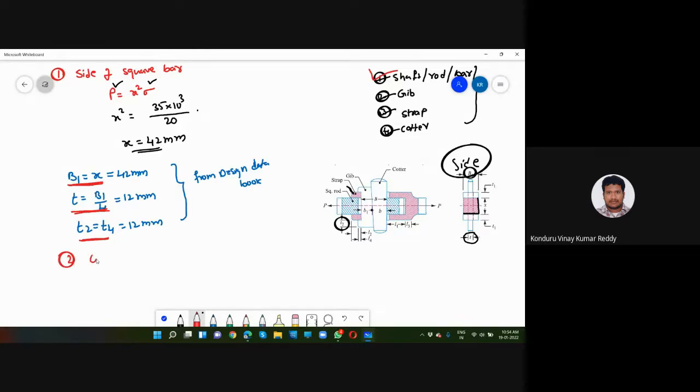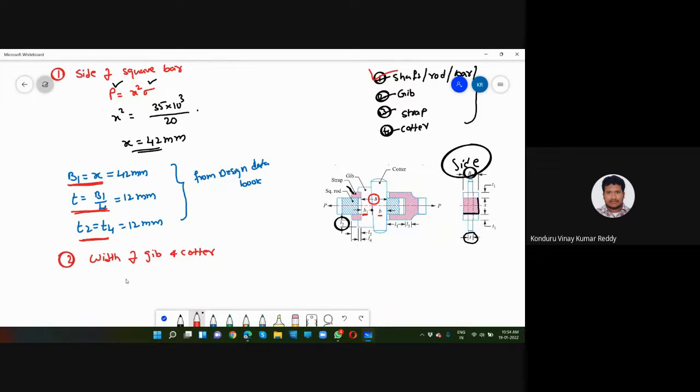The second step is width of Gib and Cotter. If you want, you can do this problem separately with respect to b1 and b. If not, you can directly consider the total width of Gib and Cotter as b, and go directly for your answer. According to your comfort, you can go for that. But I will consider total width as b. In that, I will consider share of b1 and b2 separately as per design data book. If you want, you can go with b1 and b2 separately.